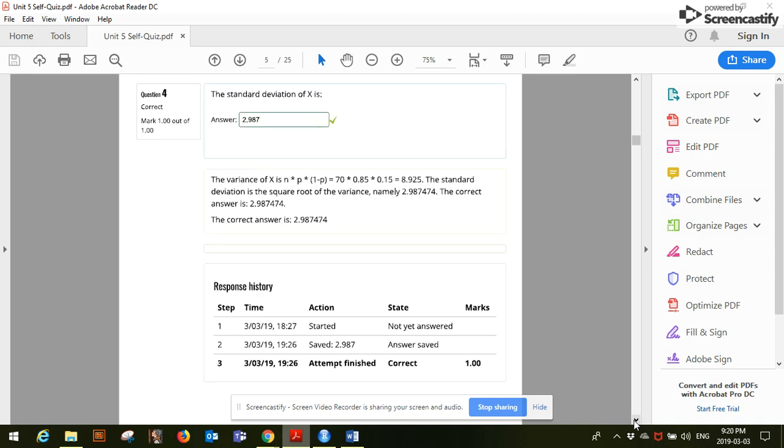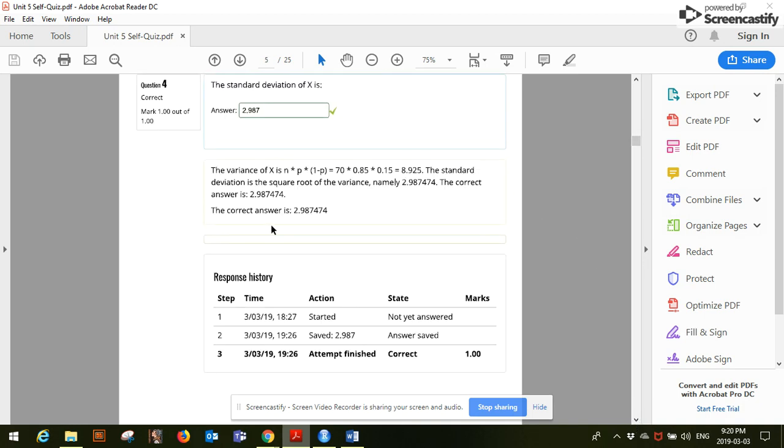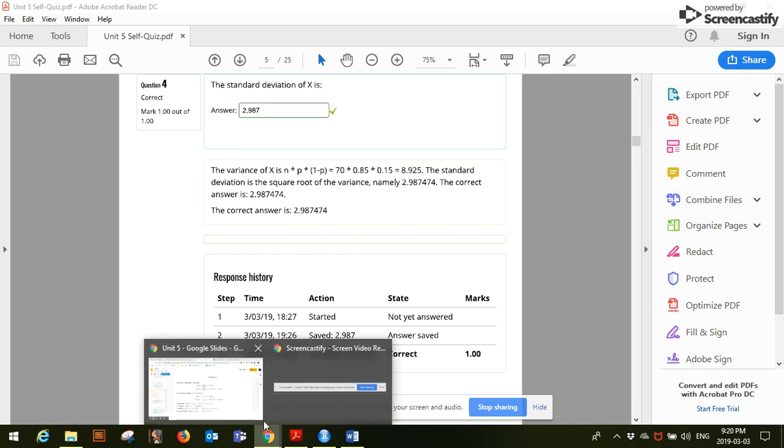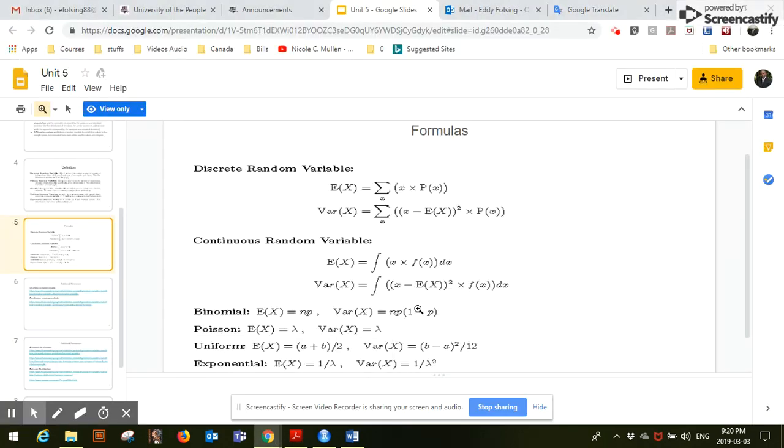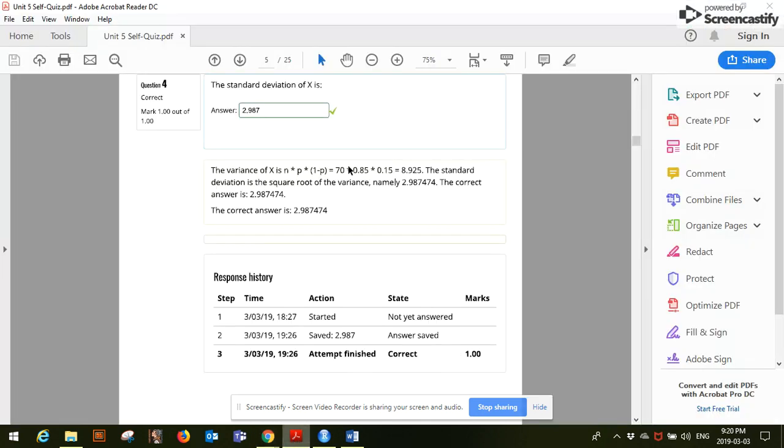So the next question, what is the standard deviation? Again, standard deviation is the square root of the variance, and we know that the variance is n times p times 1 minus p, which is given here in the note. And well, this is the variance that we find, but we ask here for the standard deviation, which should be the square root of the variance.